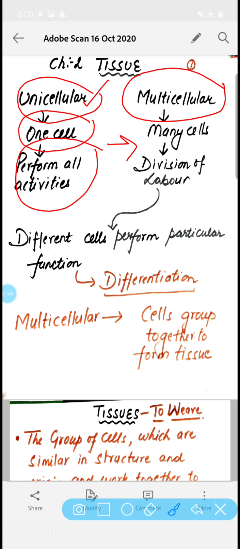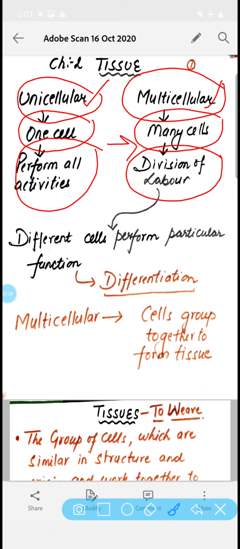But when we move on to multicellular organisms, the word multicellular means that these kinds of organisms are made up of many cells. Now here, as we have studied, many cells are grouped together and show the property called division of labor. Now, what is division of labor? We have already discussed it in the previous chapter. Again, I am repeating the same. Division of labor means that different kinds of cells are assigned a specific function.